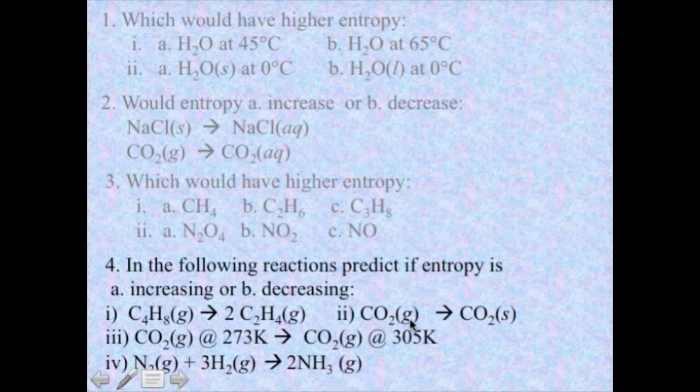In 2, we have carbon dioxide gas going to carbon dioxide solid. That's kind of a duh. Of course, entropy is going to decrease in that situation. In 3, we have carbon dioxide as a gas at 273 going to carbon dioxide as a gas at 305. Whenever you heat a substance and there's no phase change, then the entropy is going to increase for that system. And for 4, we have nitrogen gas and 3 moles of hydrogen gas going to 2 moles of ammonia. That's going to be an entropy decrease because the total number of moles of gas is decreasing.